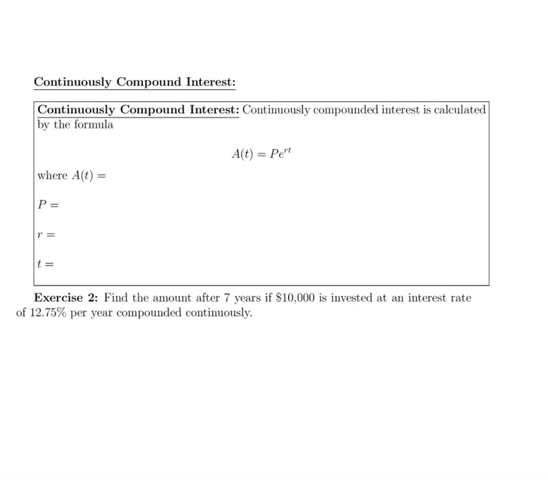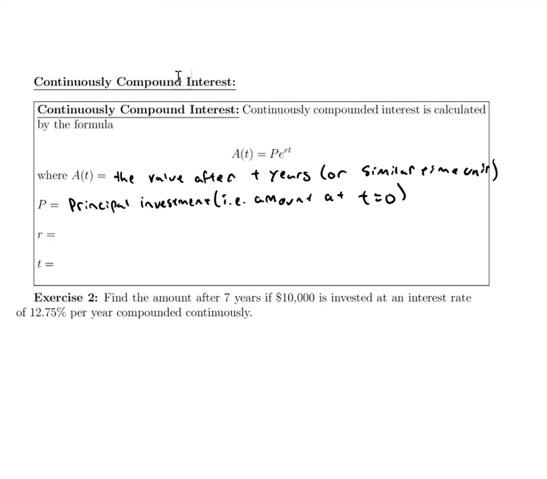So a lot of our values are the same here that they were before. A of t is the value after t years, or it could be a similar time unit depending on your scenario. P is that principal investment, so the initial amount invested at time equal to 0. R is still the interest rate, and we still need to make sure we're plugging it into the formula as a decimal. And t is typically number of years or a similar time unit.